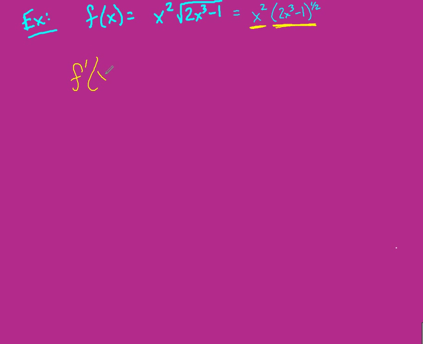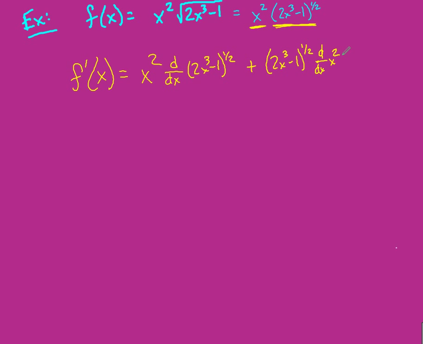My product rule is the first times derivative of the second. So I'm going to just write it like this, and you'll see why in a minute. The derivative d dx of this function, of this 2x cubed minus 1 to the 1/2 power. So it's first times derivative of the second plus the second to the 1/2 times the derivative of the first, which again I'll just write real quick as d dx of x squared.